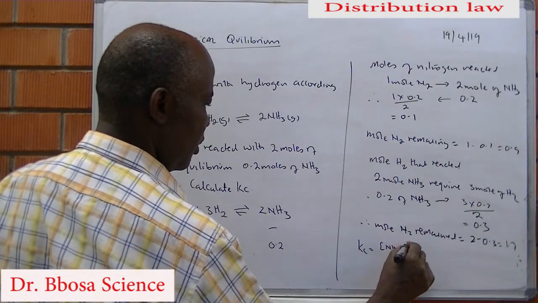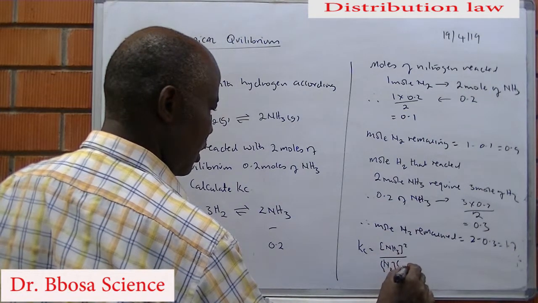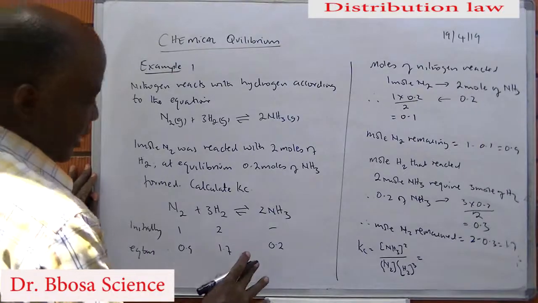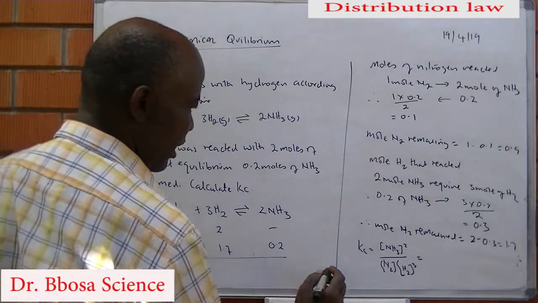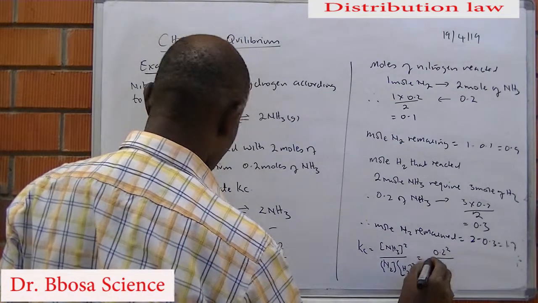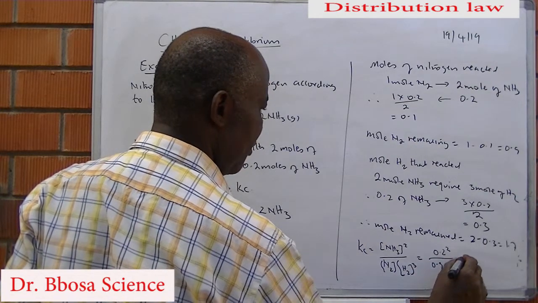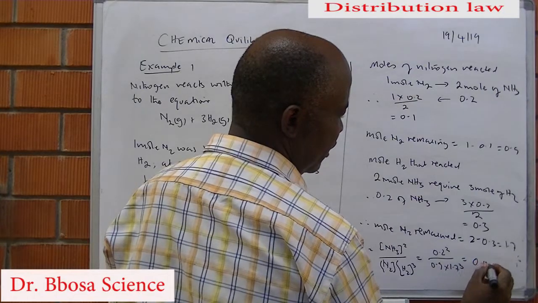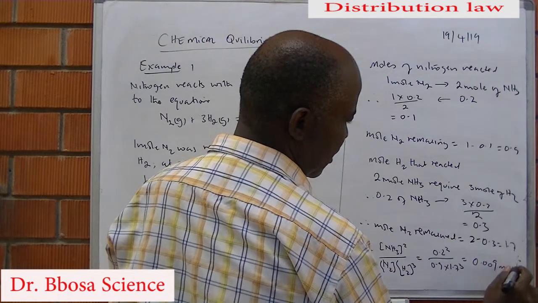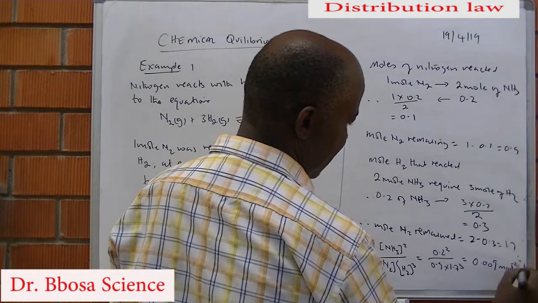Our Kc is equal to NH3 squared over N2 into H2 cubed, which will be equal to, we only use the conditions at equilibrium, so we have 0.2 squared over 0.9 times 1.7 to the power 3, which is equal to 0.009 moles to the power negative 2 decimeter to the power 6.